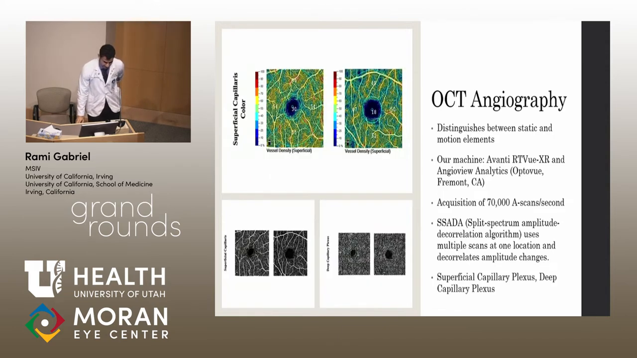And this is what it looks like as an end product: the superficial capillary plexus at the top and then the deep capillary plexus at the bottom right. This is actually from our lupus study. The lupus is on the right and normal is on the left. And you can see some rarefaction in the vessels.